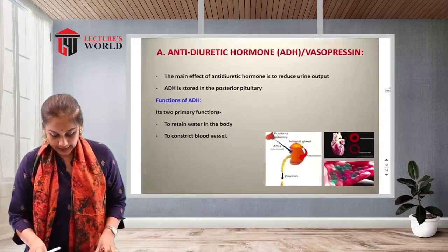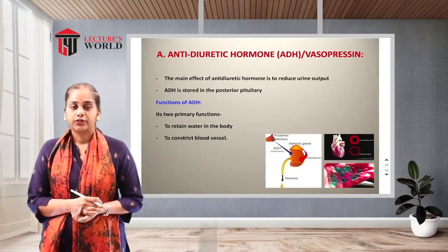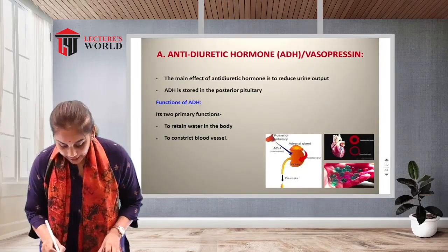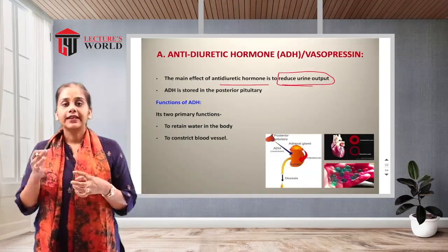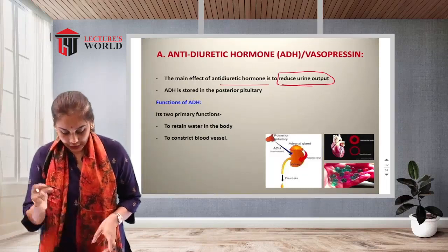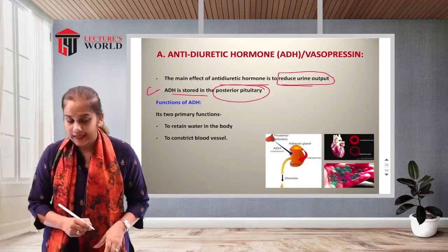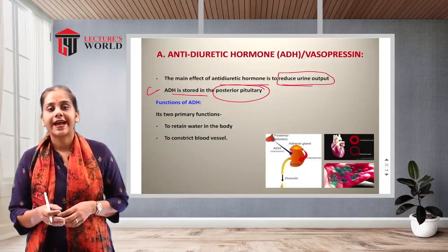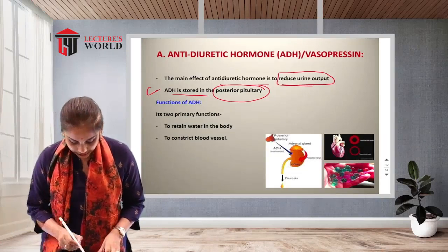So let us see in detail. The first one is the antidiuretic hormone, known as ADH, or vasopressin. The main effect of ADH is to reduce urine output from the kidneys or kidney tubules. ADH is stored in the posterior pituitary gland and secreted into the blood, and this hormone goes directly to the kidney.